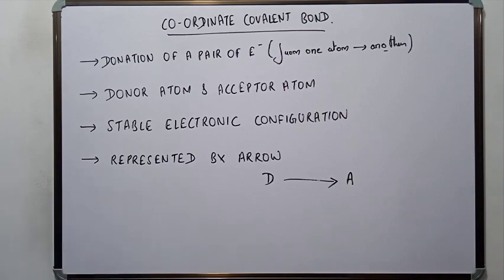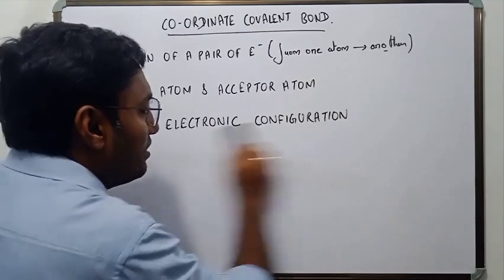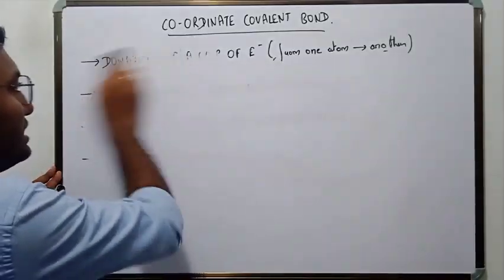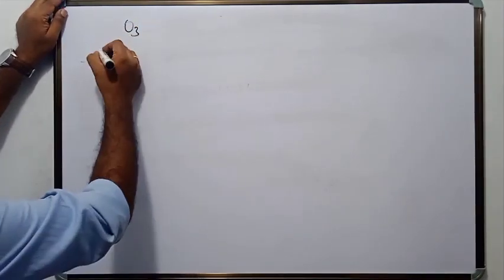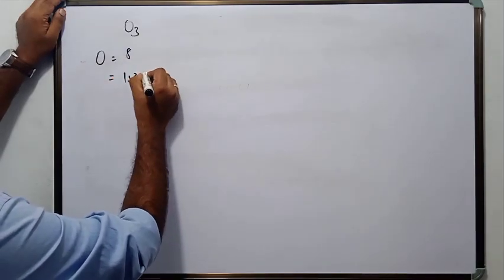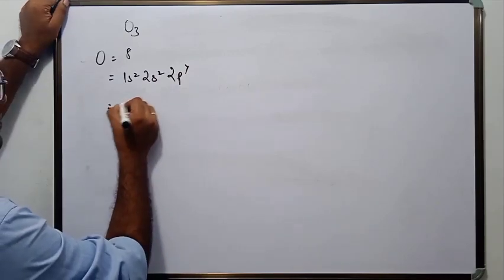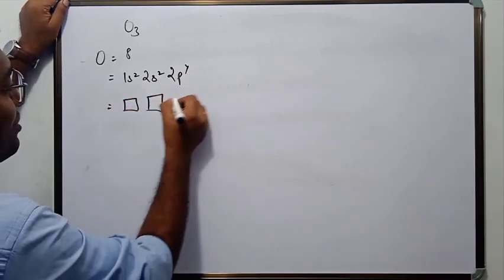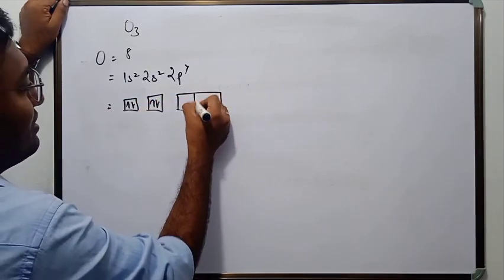Let us better understand coordinate covalent bonds by looking at certain examples. The first example we are going to discuss here is ozone. You know the formula of ozone? Yes, O3. And what is the atomic number of oxygen? 8. Can you draw its electronic configuration? 1s2, 2s2, 2p4. Right? So if we draw it, it would come like this.